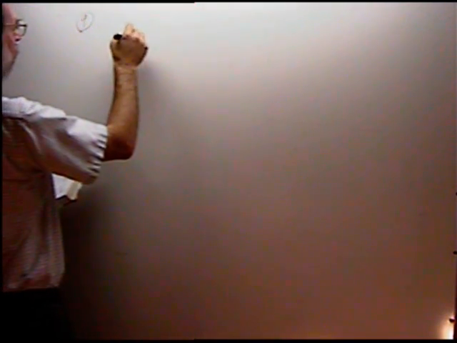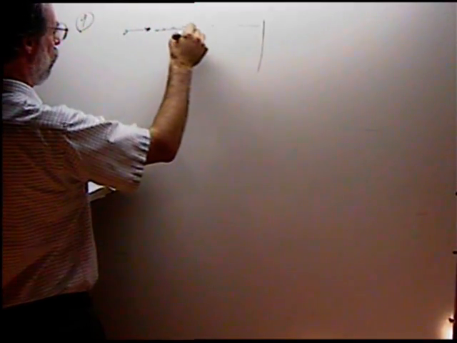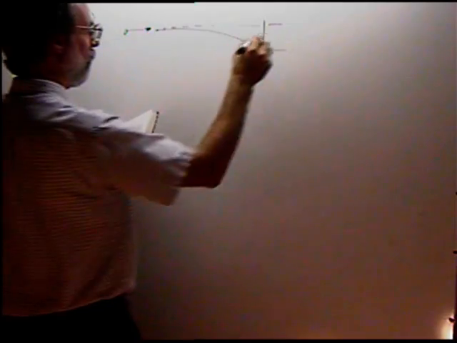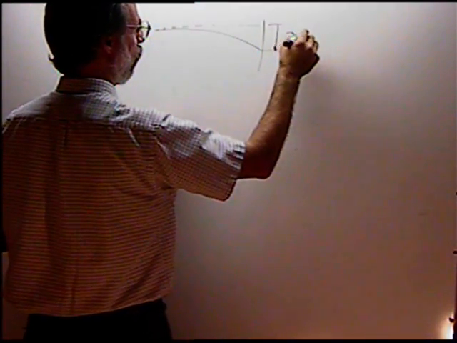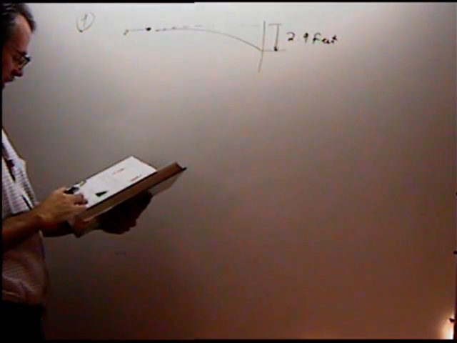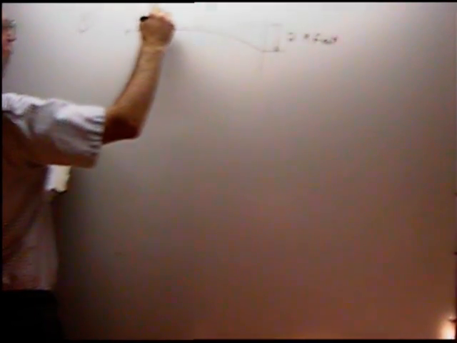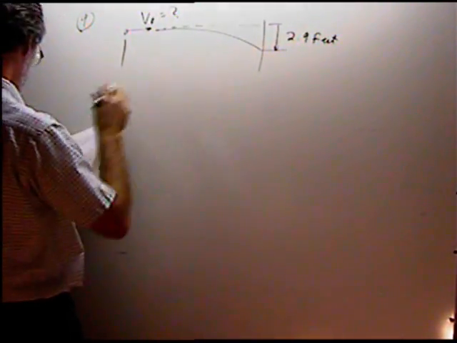Okay, a pitcher throws a baseball horizontally at a wall that is 51 feet away. So the ball is going horizontally. If he throws it, and the ball, of course, falls a little bit. If the ball falls 2.9 feet down, what is the initial velocity? And this distance here, what's the distance?